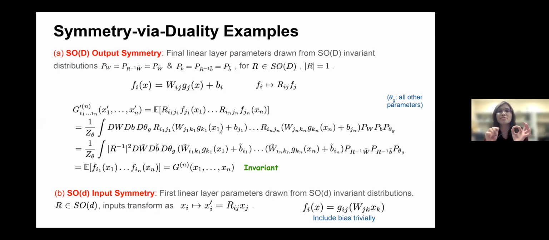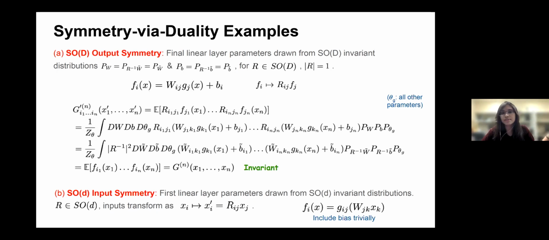This is the power of the symmetry via duality technique. Similarly, one can show that if you choose the first linear layer right after the inputs to be drawn from some SO(D) invariant distributions, where, as I mentioned, this is the input space dimension D, then if you act upon the inputs with some rotation group element, the correlation function of the transformed outputs will still remain invariant by a similar mechanism, just a simple change of variables. These are great demonstrations that symmetry via duality works.